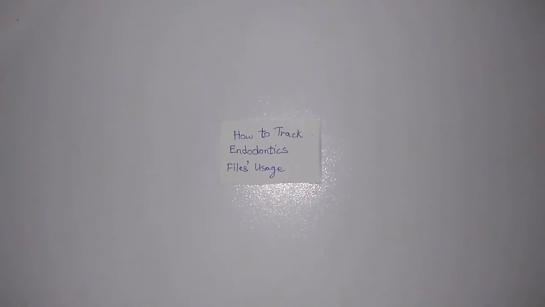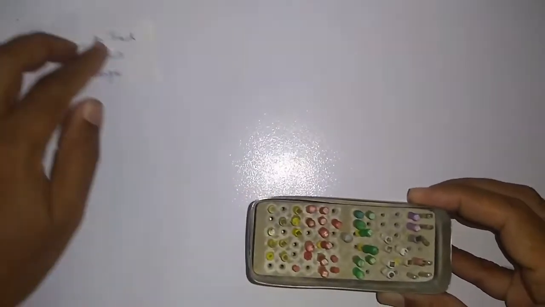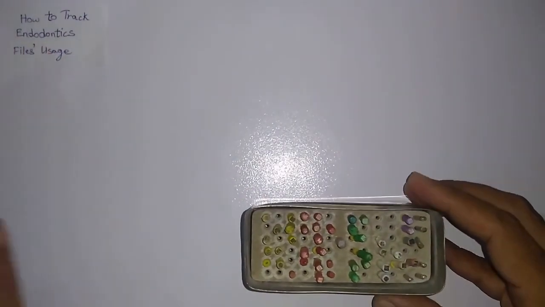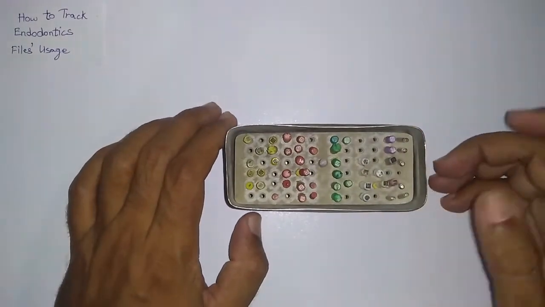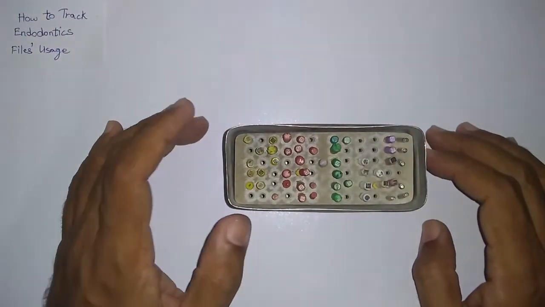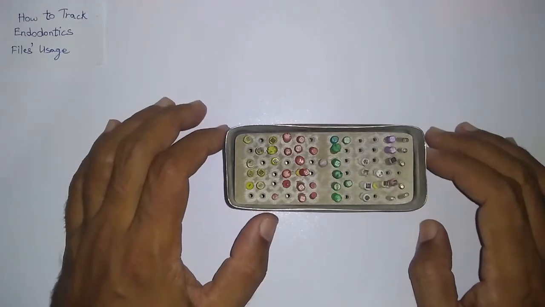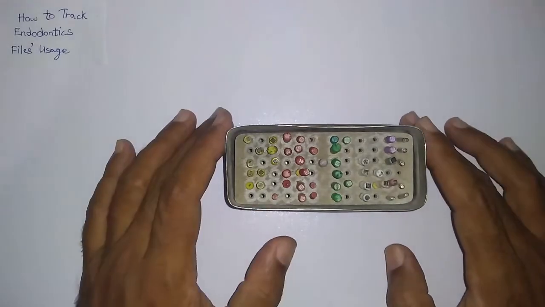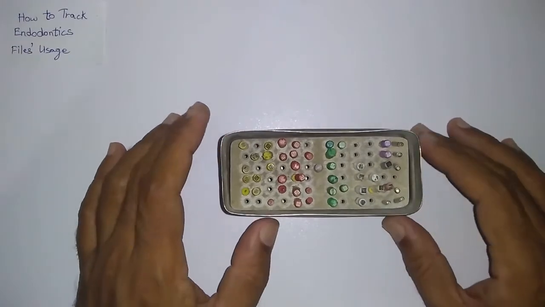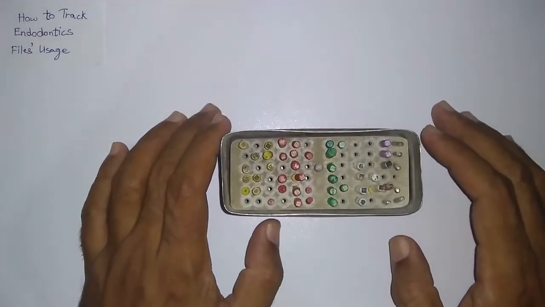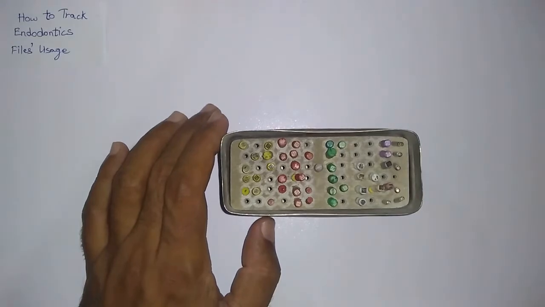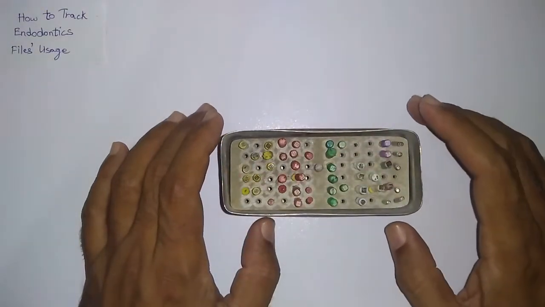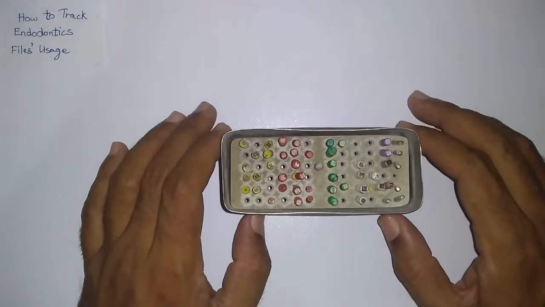So let's get started. Today we'll be discussing how to track endodontic files usage. We all use root files in our root canals. These files, many times we use them more than once. We sterilize them, then reuse them. The problem arises when there are so many files crammed up inside a file box. This is actually one of my file boxes that I use in my clinic. And you are unsure which one of these files is used once or twice or which one is new.